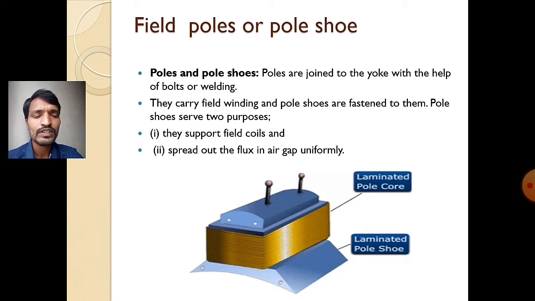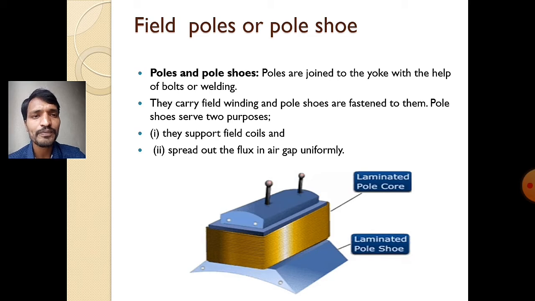Okay, they carry the field winding. The field winding is wound on these pole shoes. They support the field coils and spread out the flux in the air gap uniformly. Their function is to spread the magnetic flux uniformly in the air gap between rotor and stator.